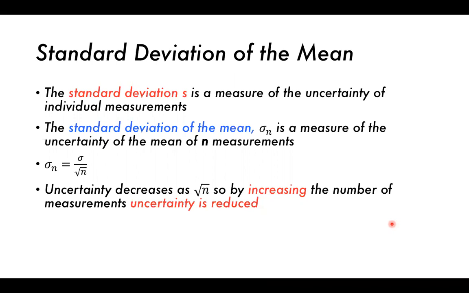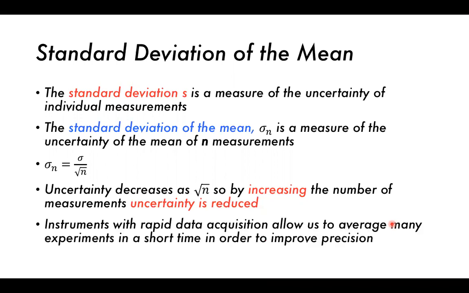For example, if the number of measurements increases fourfold, then n is going to be equal to 4. We have a square root of 4. The square root of 4 is 2, which means that we're going to end up having the uncertainty in the data.